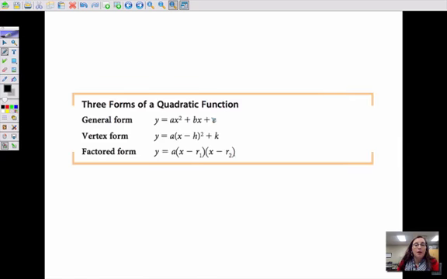So just quickly writing down the 3 forms. This should not be new to you, but go ahead and write those down in your notes. I'm going to move on, but pause it if you need more time to write those down.